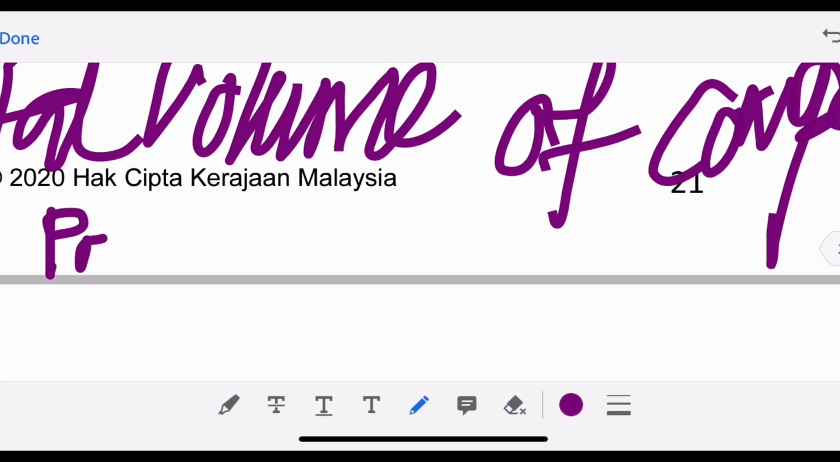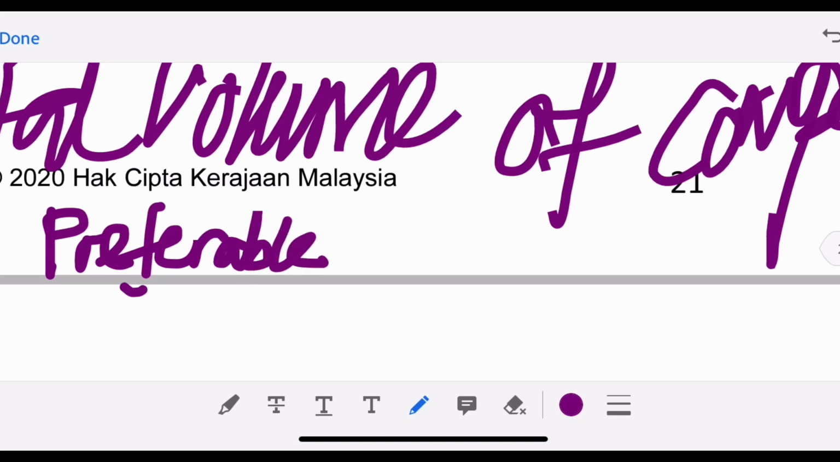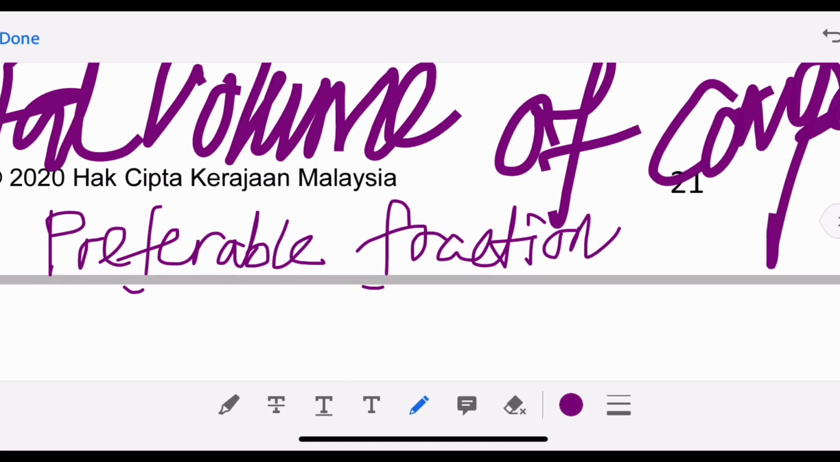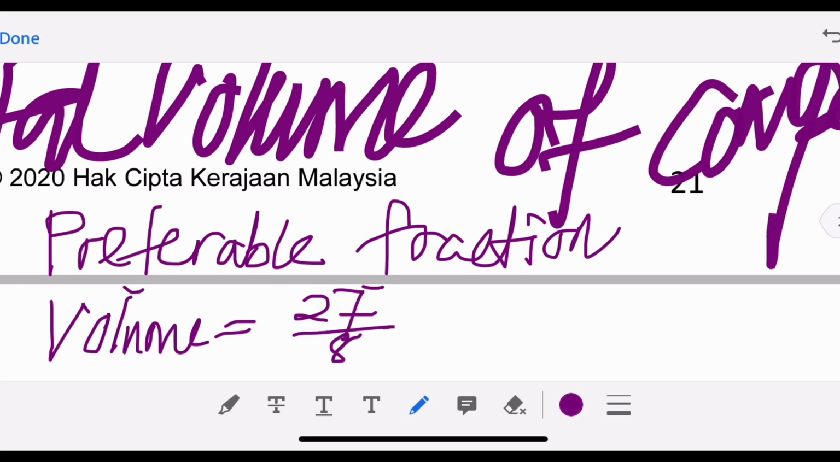Alright, as I say, we prefer answers in fraction, because if you write in fraction, you won't have to round off, and you won't be penalized if you round off wrongly. Sometimes you will overlook the significant figures and round off wrongly. So the best is to have a good habit: write your answer in fraction.